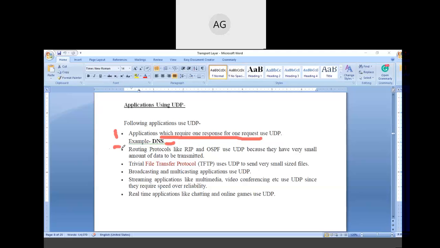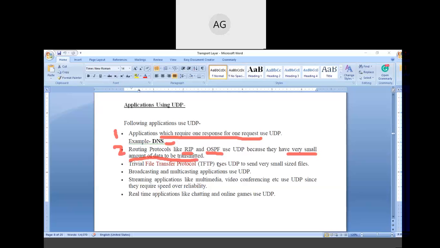The second application is routing protocols like RIP and OSPF, which use UDP because they have a very small amount of data to be transmitted. You just need to remember the names. RIP means Routing Information Protocol, and OSPF means Open Shortest Path First protocol. We will discuss these protocols in detail in unit 4, because they are part of the network layer protocols. They use UDP because they require very little data.